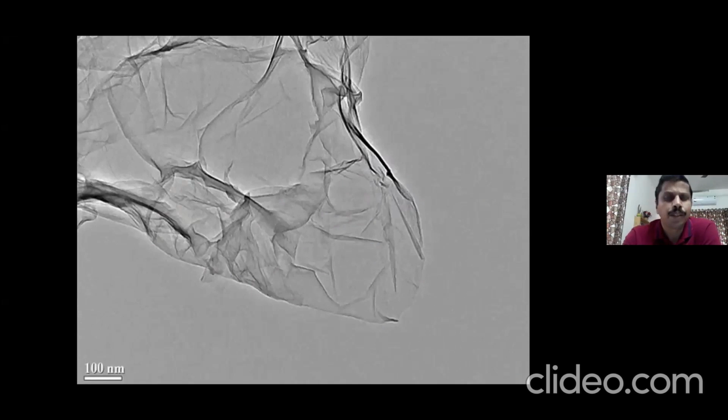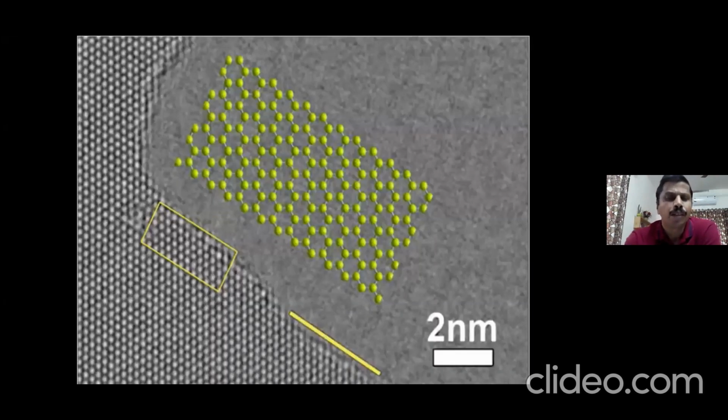So this is the TEM, transmission electron microscopy, image of graphene flakes. You can see a very thin sheet-like structure. So this is a graphene sheet, right? The scale is around 100 nanometers. And here you can also see the high resolution TEM image, where you can see the lattice, because the lattice is carbon atoms, the highly ordered structure you can see in this image, right?